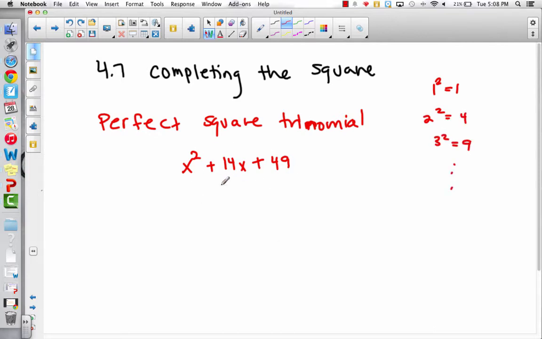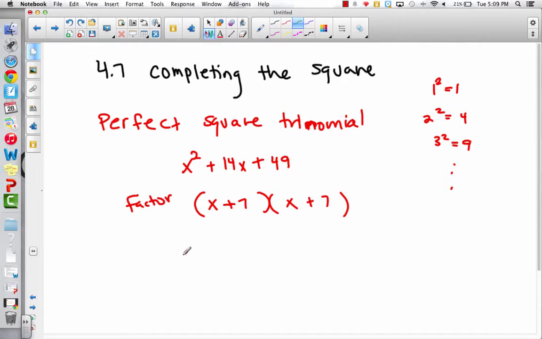So if we were going to factor this, so this is good factoring practice, we would have our two parentheses, and we want two numbers that can multiply to get 49 but add to get 14. Well, in this case, we get x plus 7 and x plus 7. Okay, so same identical solutions. 7 times 7 is 49, and 7 plus 7 gets you 14. Okay, so that is our perfect square trinomials.